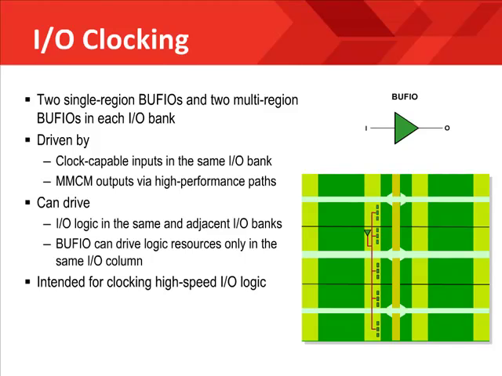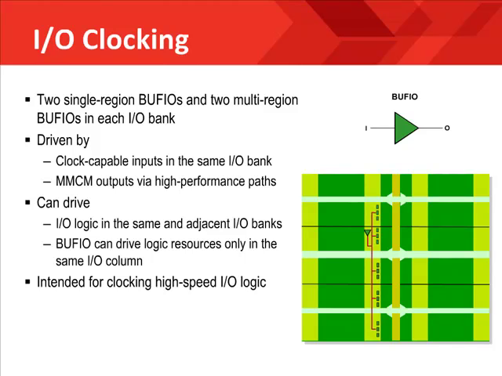The I/O clock buffers are designed to route clocks within the I/O columns. There are 2 single-region BUFIOs and 2 multi-region BUFIOs in each I/O bank. These can be driven by the clock-capable inputs in the same I/O bank, or the MMCM outputs via your high-performance paths, which are dedicated to silicon and designed to route these signals very quickly. They can drive the I/O logic in the same and adjacent I/O banks. The BUFIO can drive logic resources only in the same I/O column. And again, these are intended for clocking high-speed I/O logic.